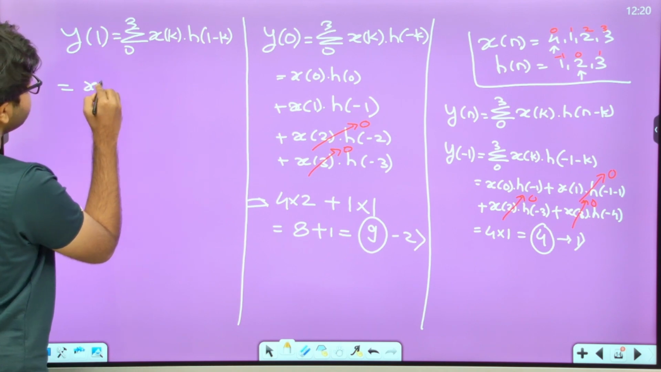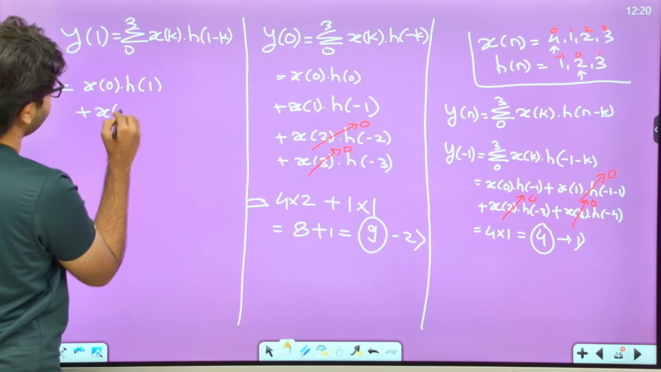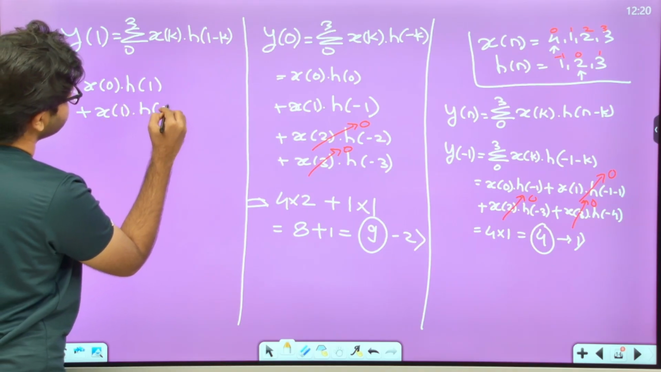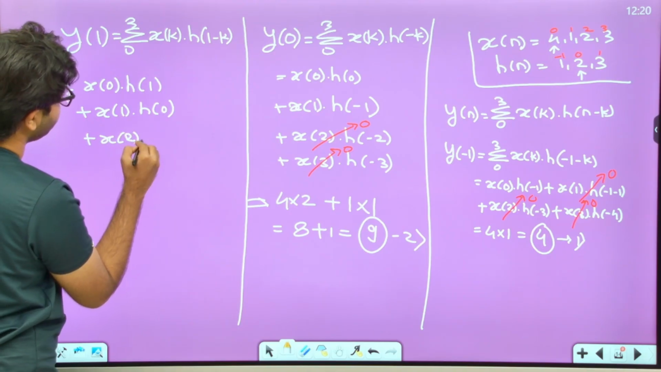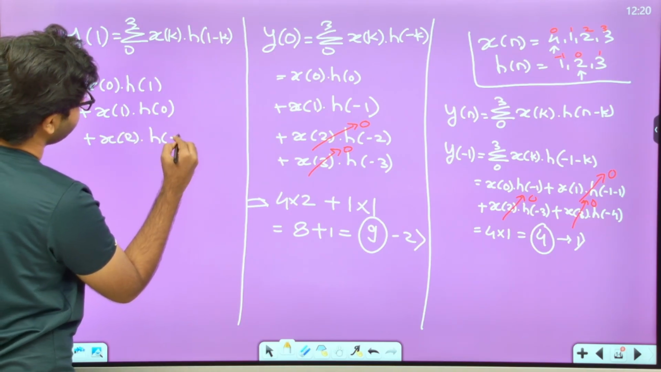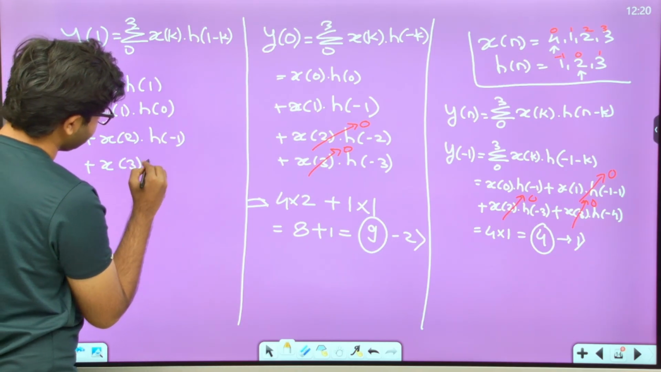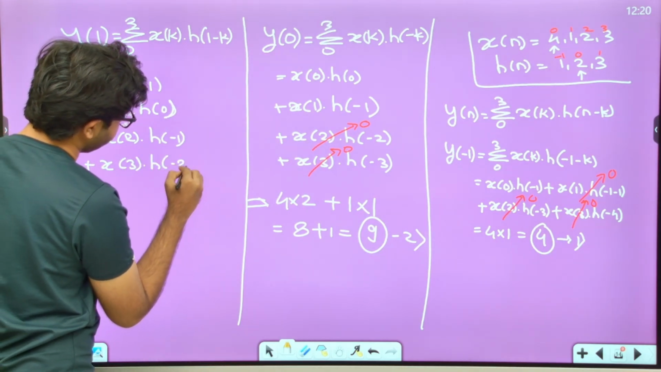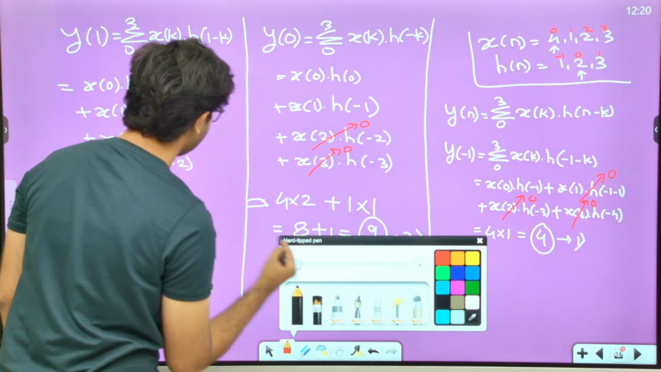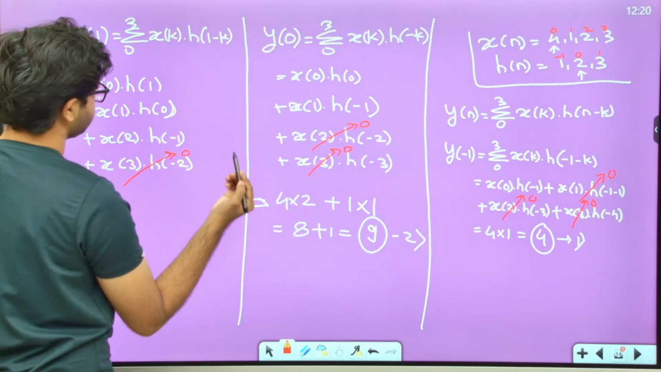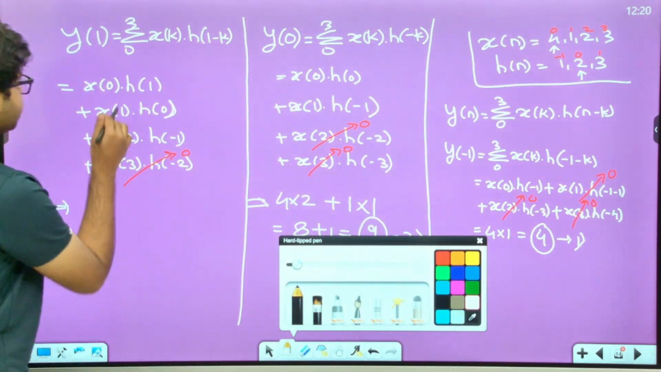Now x of 0 h of 1 plus x of 1 h of 0 plus x of 2 h of minus 1, and the last x of 3 h of minus 2. Okay, so again we can decode that the last term will not exist because minus 2 is not present, but all other three terms exist. So we will write the summation of that.